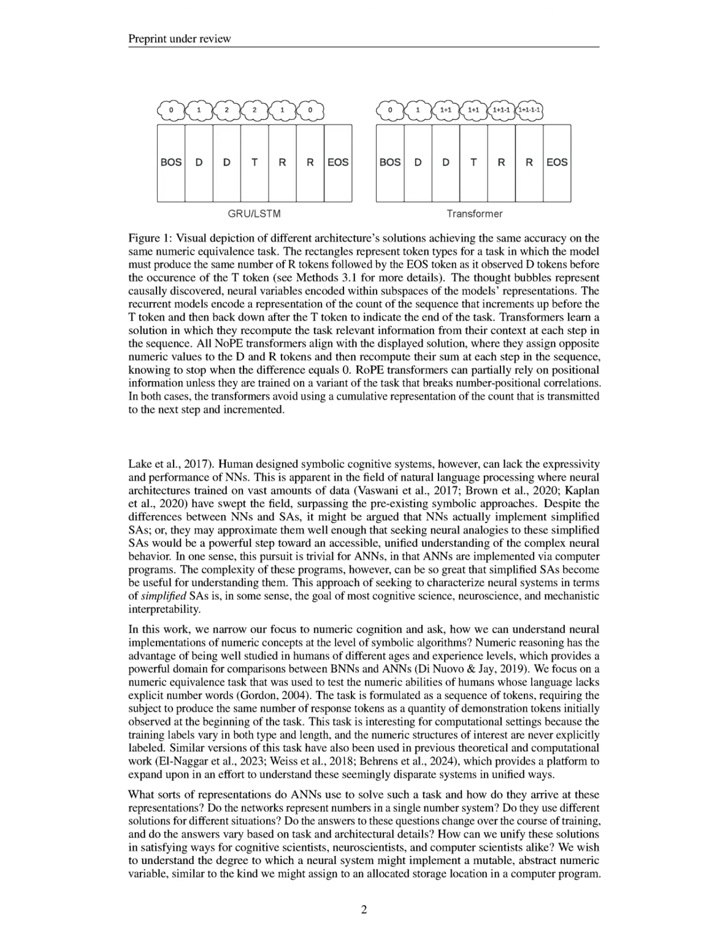This work aims to understand how artificial neural networks, ANNs, implement numeric concepts at the level of symbolic algorithms, SAs, specifically in the context of numeric equivalence tasks. By investigating the representations used by ANNs to solve these tasks, we seek to bridge the gap between neural and symbolic representations, highlighting how neural systems might embody mutable, abstract numeric variables akin to those in computer programs.